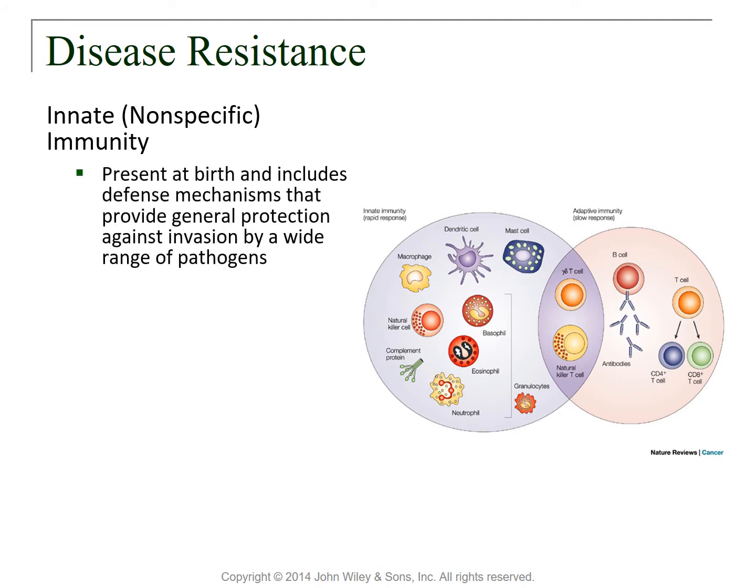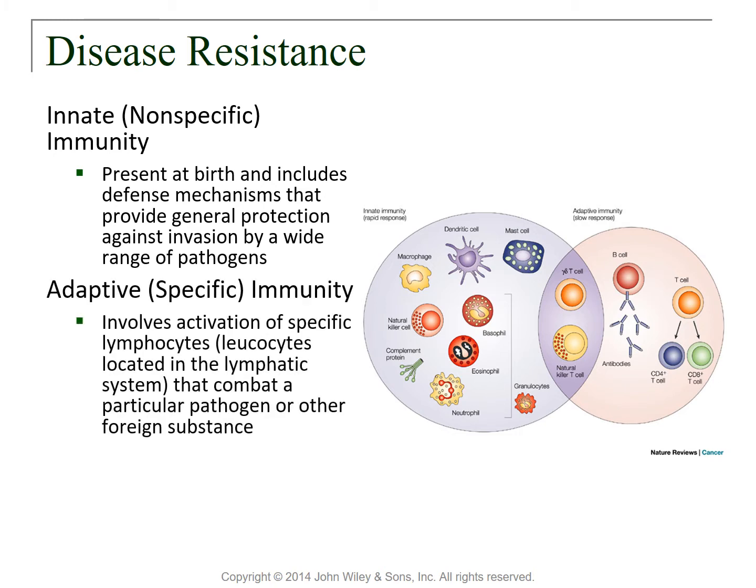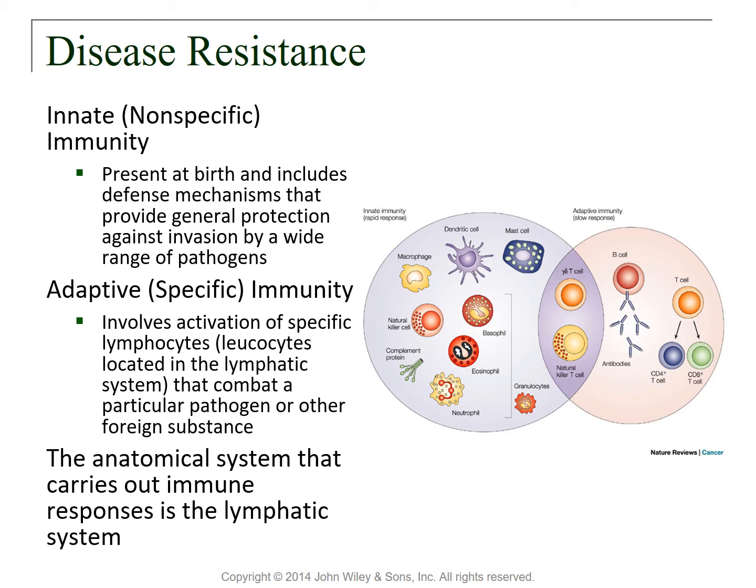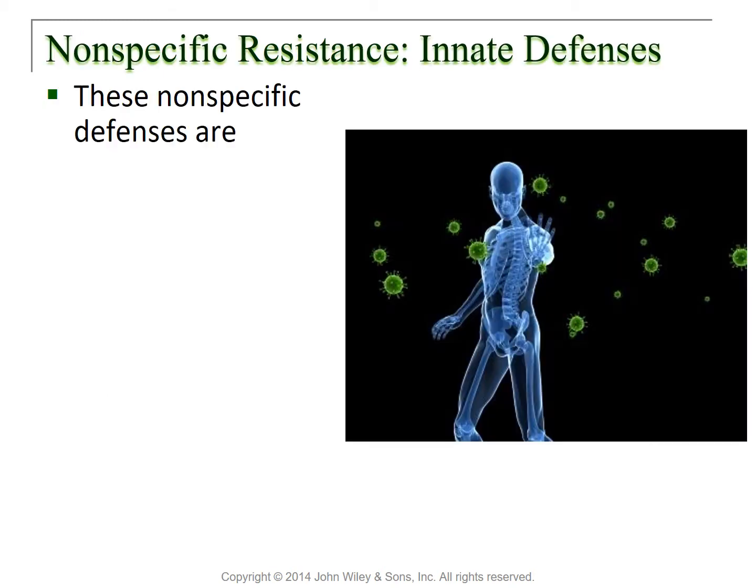Now, as I said, these are present at birth, and they provide defense mechanisms that don't specify a particular pathogen, but are more sort of general protection against a wide range of pathogens. Adaptive or specific immunity involves the activation of specific lymphocytes, and these are white blood cells that are in the lymphatic system, and these will combat a specific pathogen or other foreign substance. So the anatomical system that actually hosts the immune responses is more the lymphatic system than anything else.